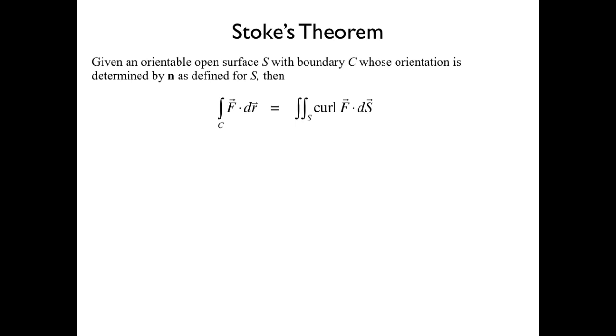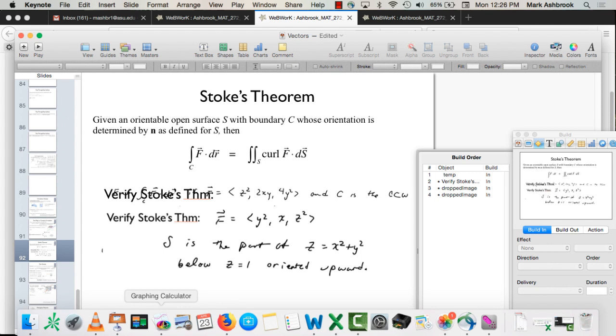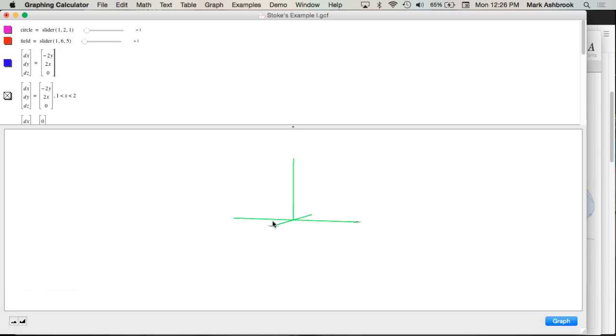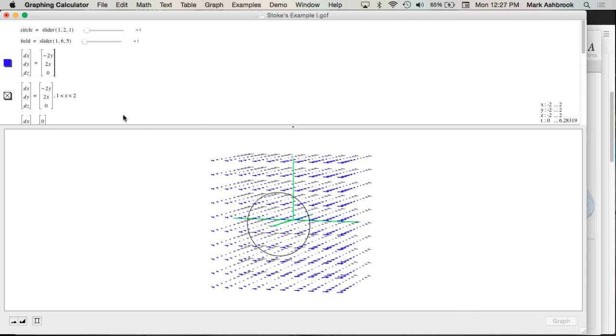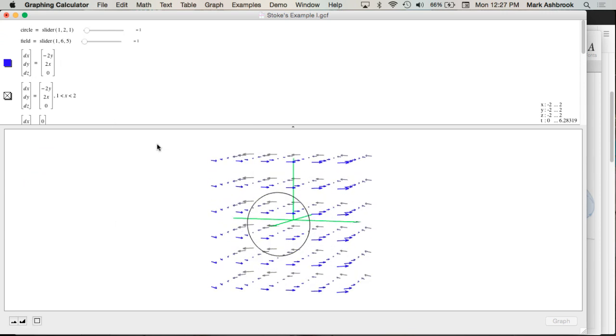Okay, so let's look at an example here. This example is simple and really helps drive home what's going on here. Any questions so far on this? Okay, so I've got this vector field here, and it's negative 2x, negative 2y, 2x, 0. So let's write that down.